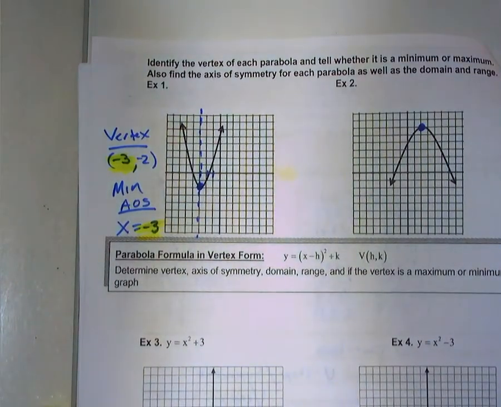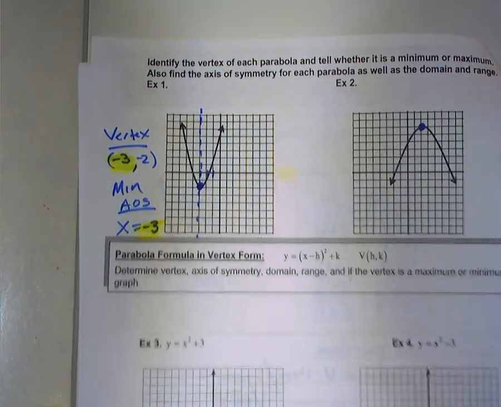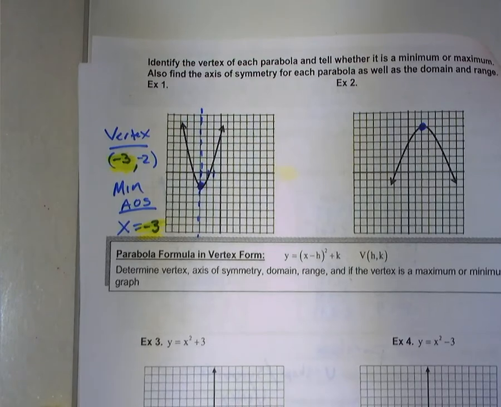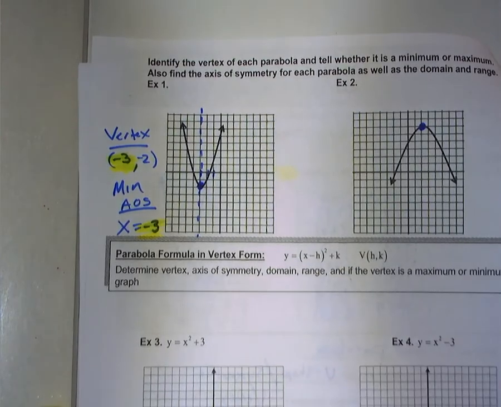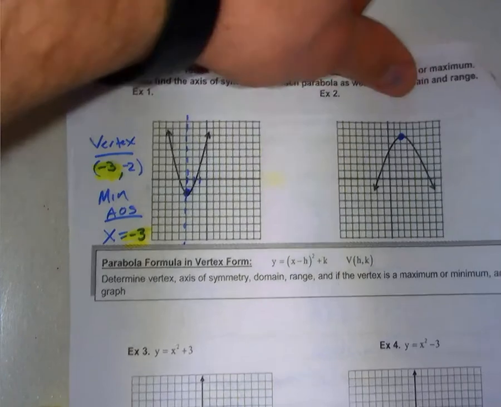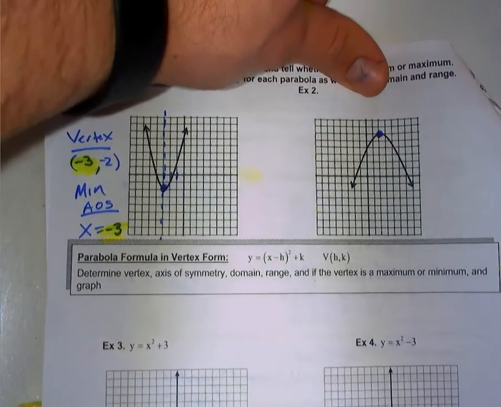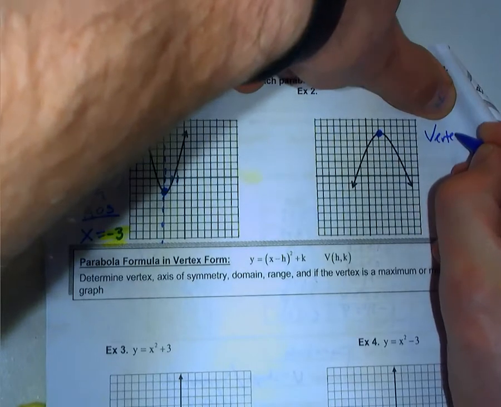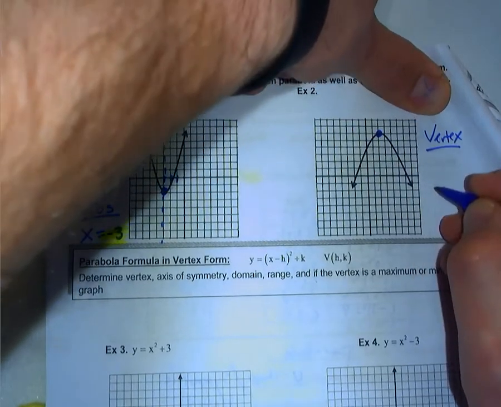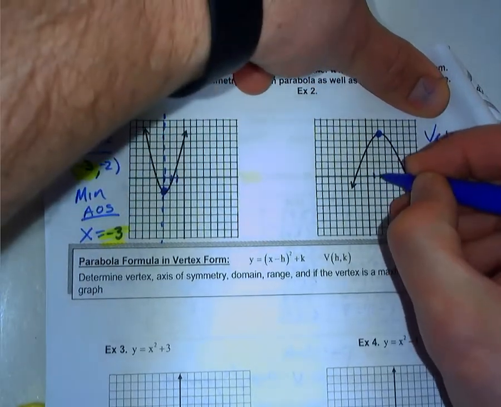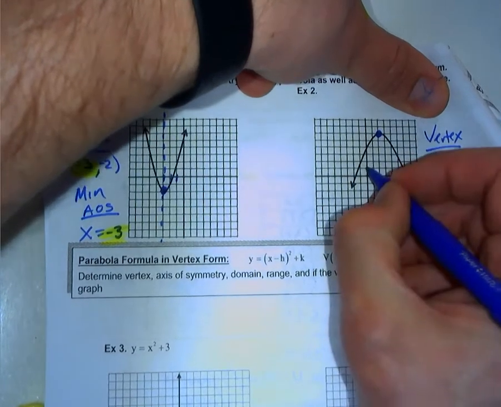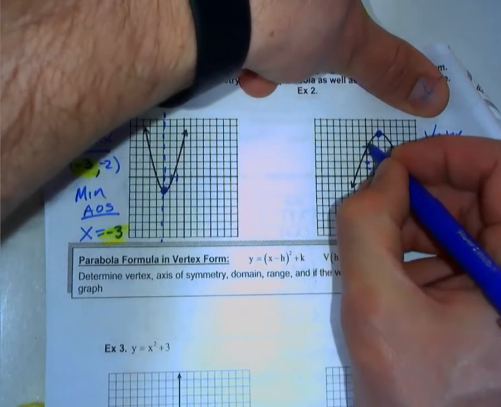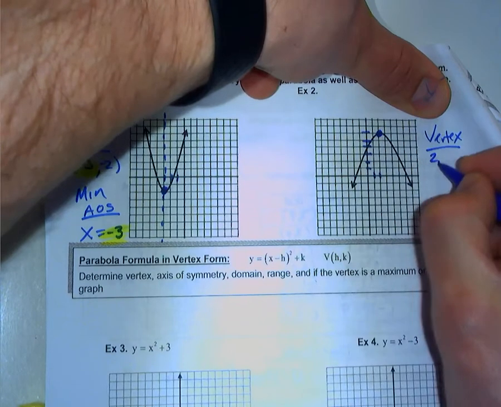So we're kind of going backwards now. We're getting the vertex first and then coming up with the axis of symmetry. So when we take a look at number 2, we have to come up with the vertex given the graph. So if I count over 1, 2, count up 1, 2, 3, 4, 5, 6, I'm at 2, 6.